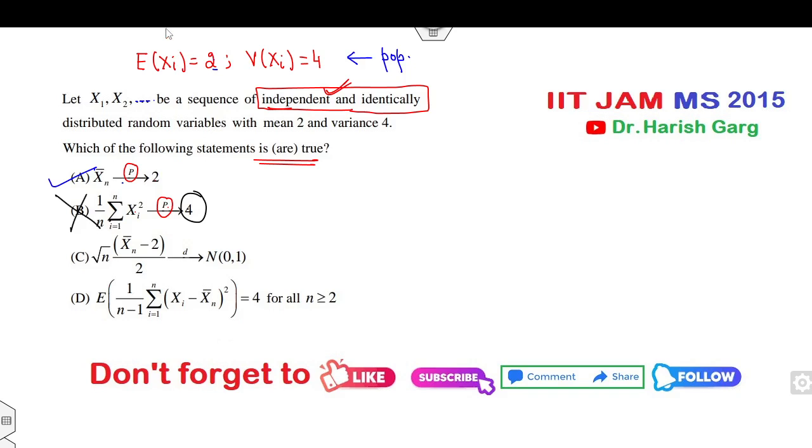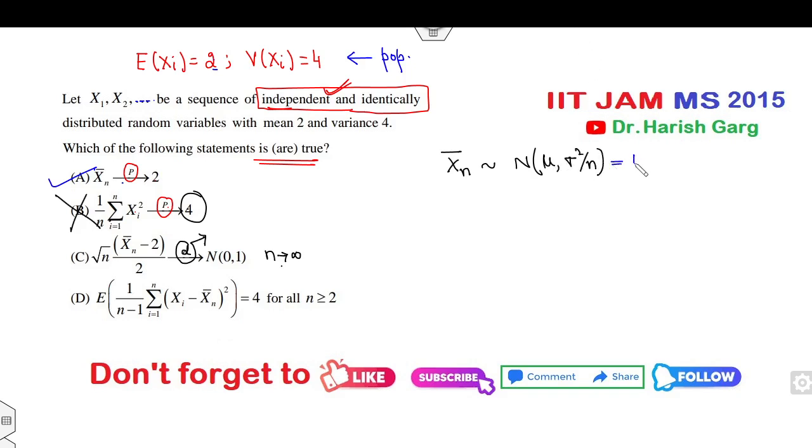Look at the third option. Now they are not talking about the convergence in probability. That is convergence in distribution, meaning as n approaches infinity. So we can apply the central limit theorem. What does this follow? This always follows a normal distribution with mean mu and variance sigma square over n.